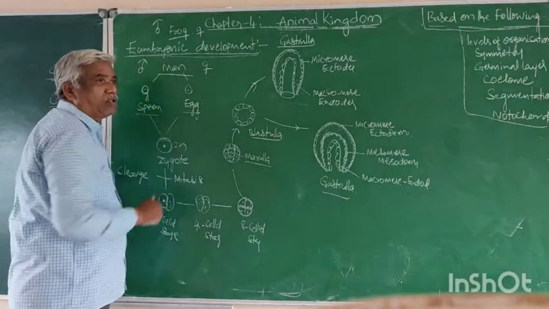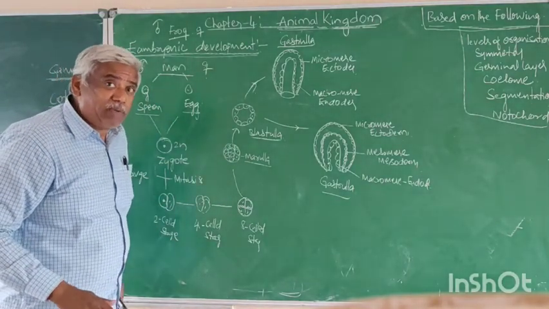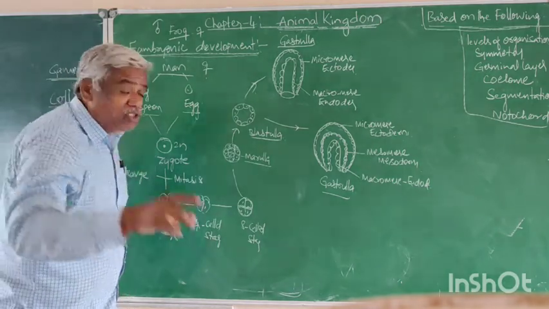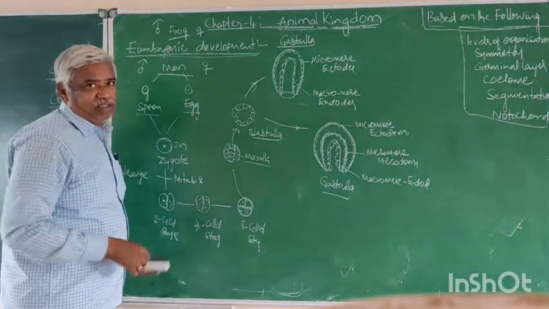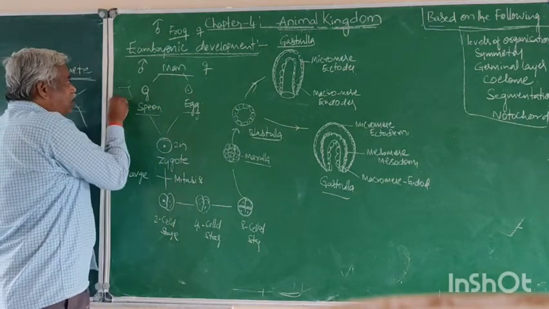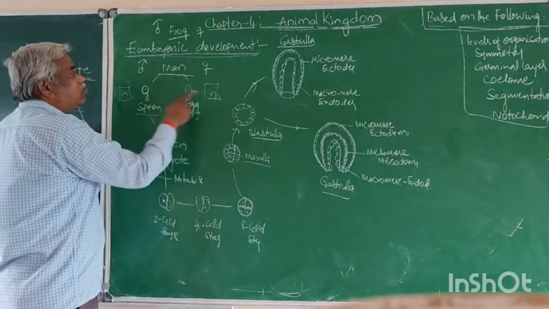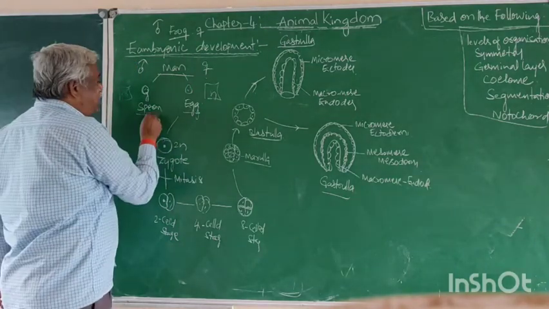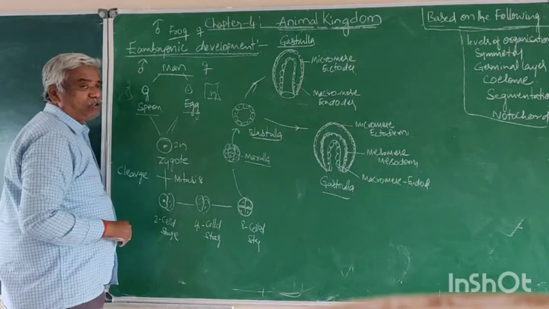What are the sperm and egg? Gametes. What is the level of a gamete? Cell, a single cell. Hence these sperms are haploid cells, and the egg is also a haploid cell containing one set of chromosomes. These haploid cells undergo fusion, fertilization, and form a zygote.